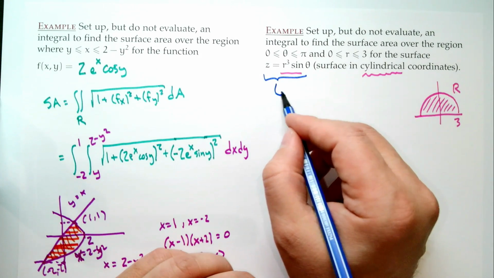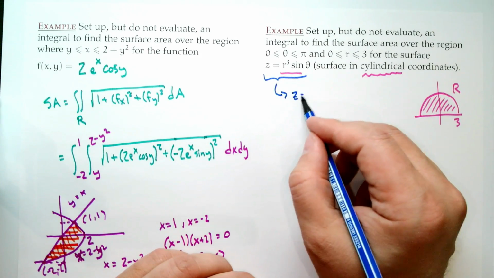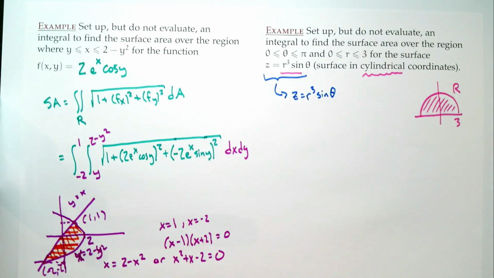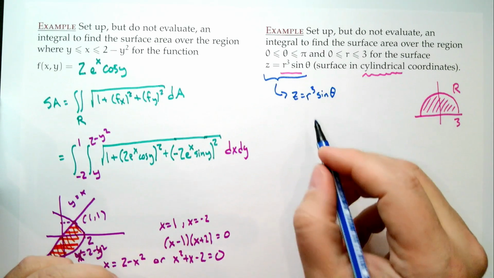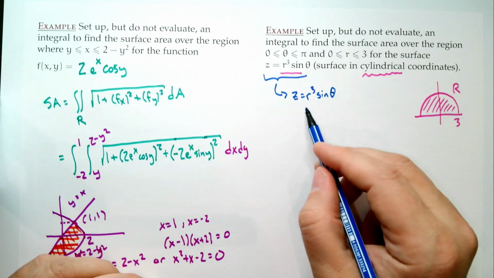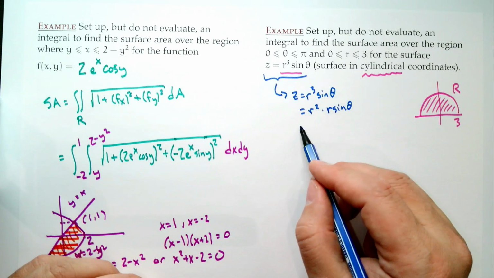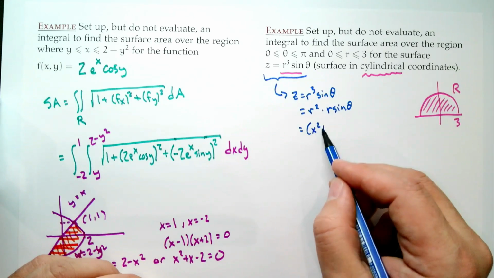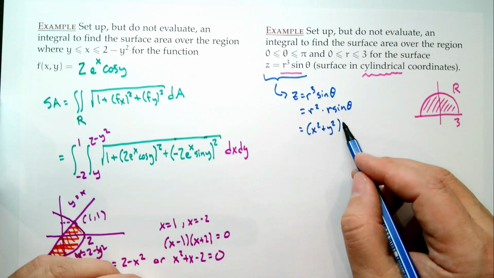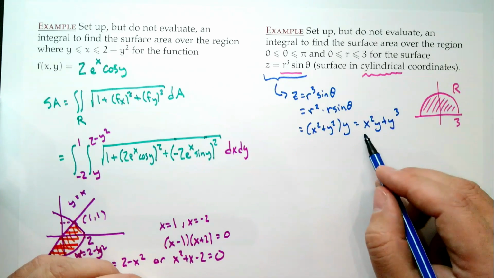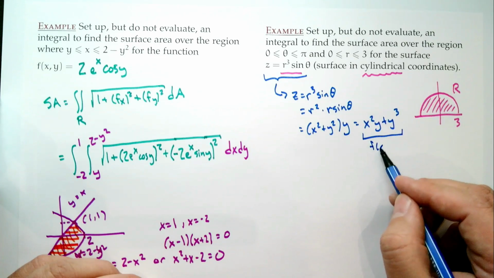We convert to Cartesian. So, we have z equals r cubed sine theta. I want to get z in terms of x and y, so I'm back in my Cartesian coordinate system. So how can I change r cubed sine theta so it looks like x and y? Yeah, r squared and r sine theta, because r squared is nice. What is r squared? x squared plus y squared. And what is r sine theta? y. So z equals x squared y plus y cubed. So now I'm in a coordinate system where I have a formula.